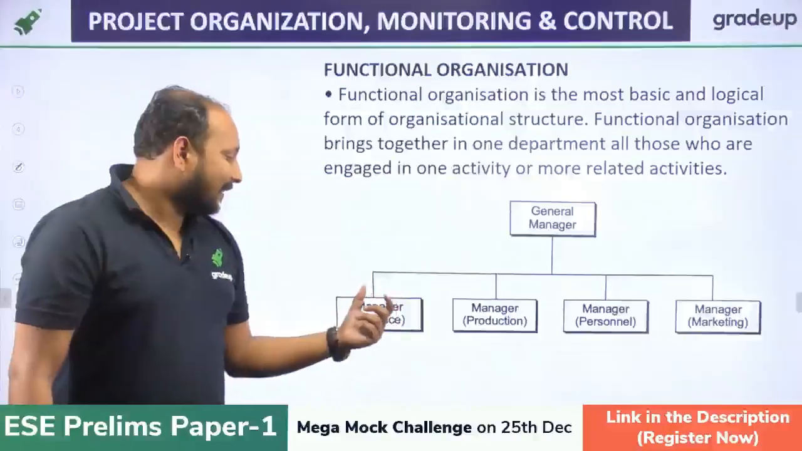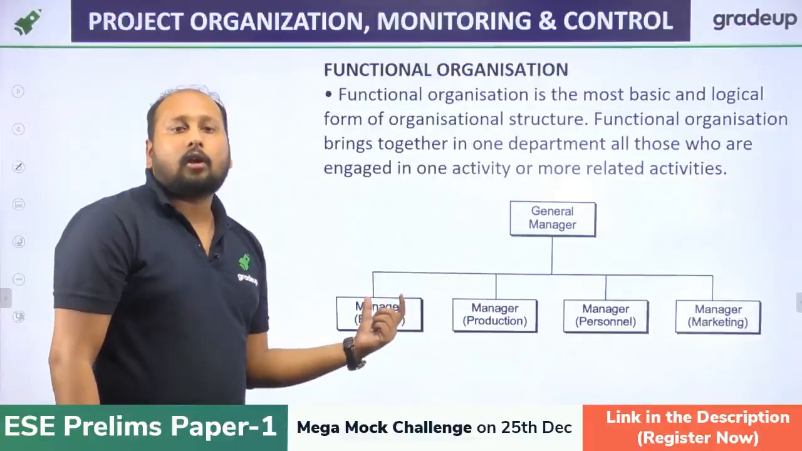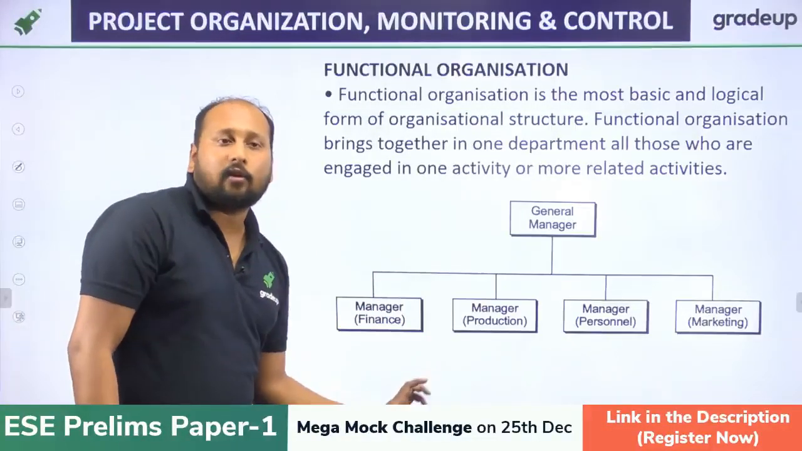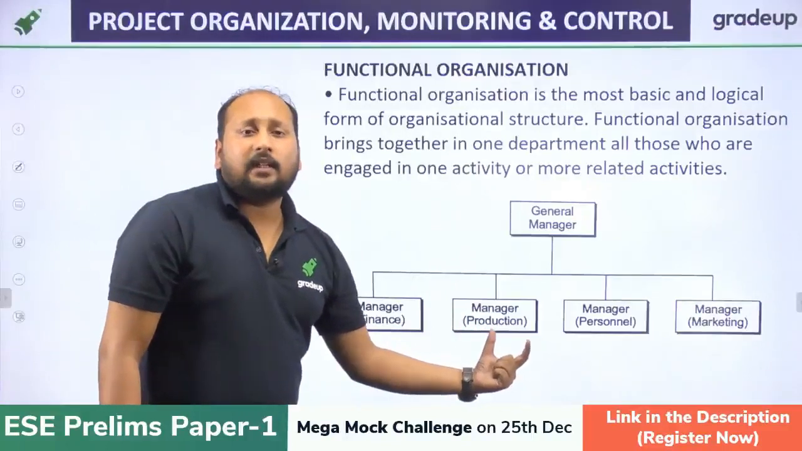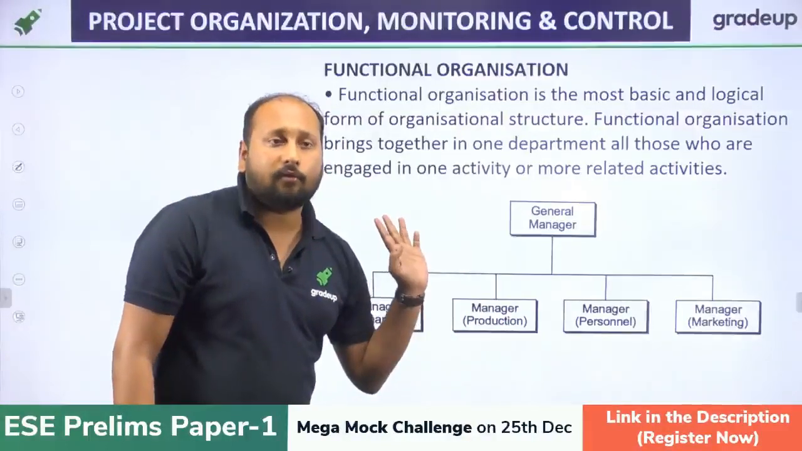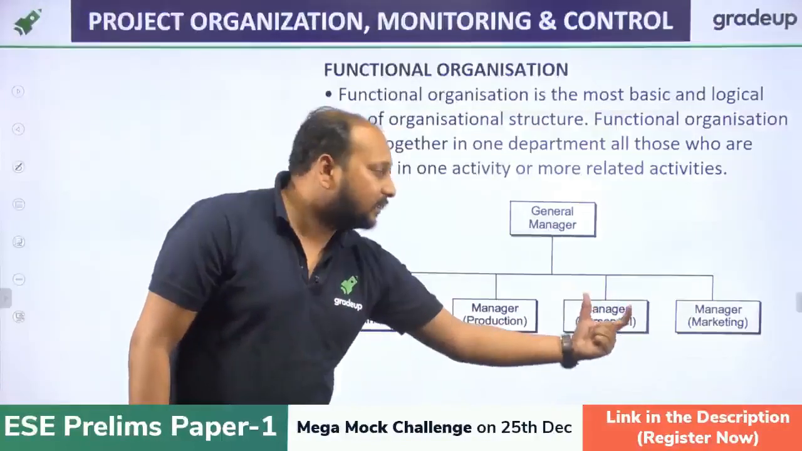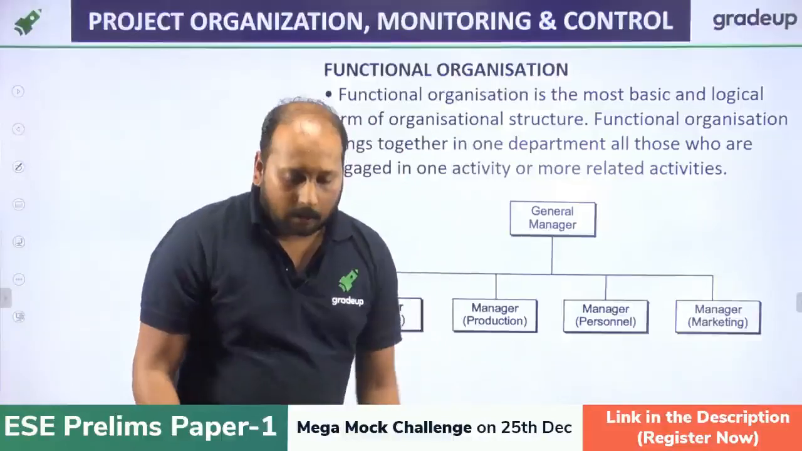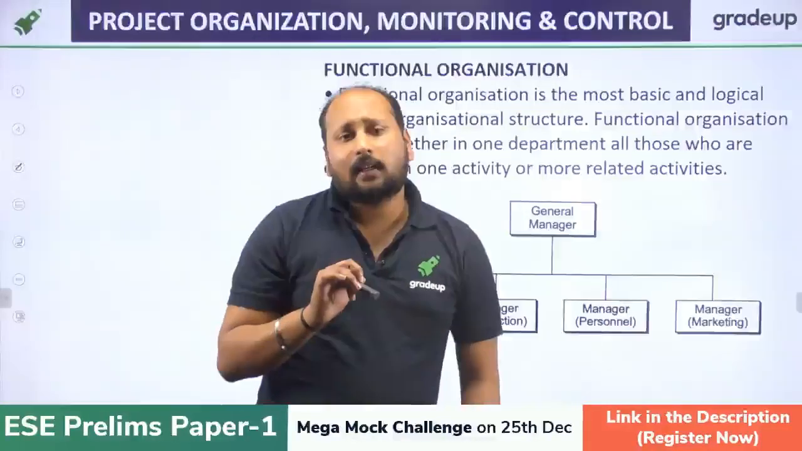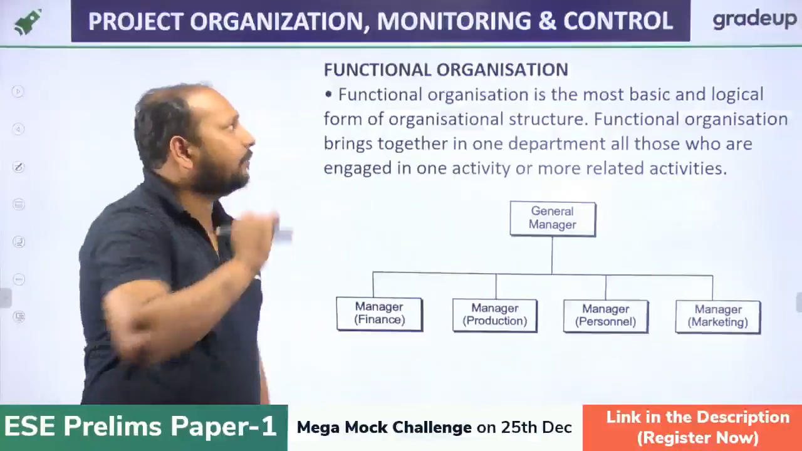Fine. Functionality basically means if you are talking about finance, this manager will only deal with the finance point of view. If I talk about the production point of view, this manager will only deal with production. This is personnel, manager of personnel means HR. These are the HR personnel, and last is marketing. Now, this is very basic, very commonly used, but can you tell me what will be the drawback of this type of organization?